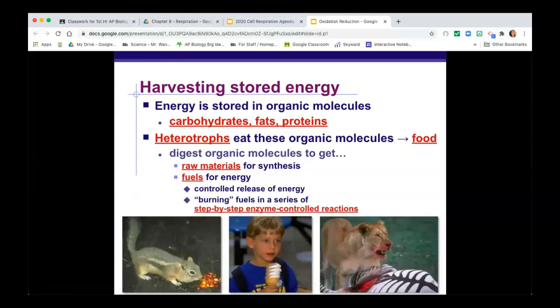So energy is stored in organic molecules. We're used to talking about it being stored in carbohydrates. We want to broaden our understanding of that to the fact that it's also stored in fats and proteins. And we can break any of those molecules down to produce energy.